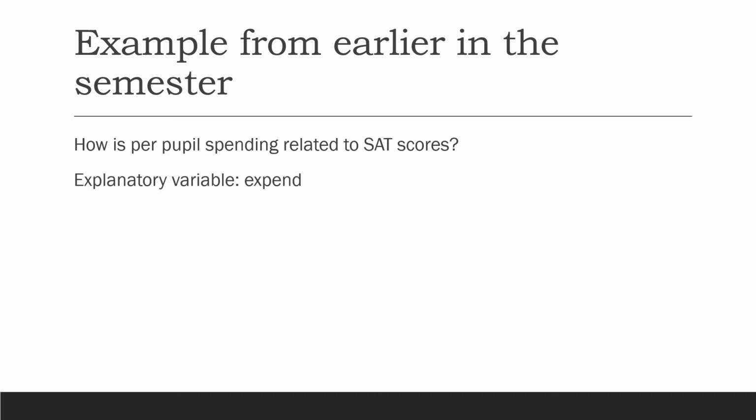Let's look back at an example from earlier in the semester. Remember, we were looking at how per pupil spending in a state is related to the average SAT score in that state. So our response variable was the average SAT score for each state. The explanatory variable was expend, which was the average per pupil spending in the state.